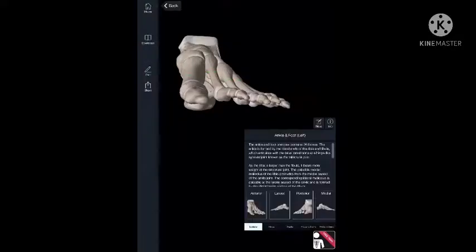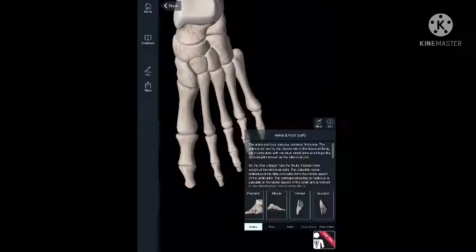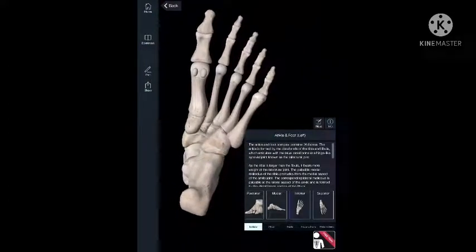The superior aspect of the foot is termed the dorsum or the dorsal surface, and the inferior aspect is termed the plantar surface.